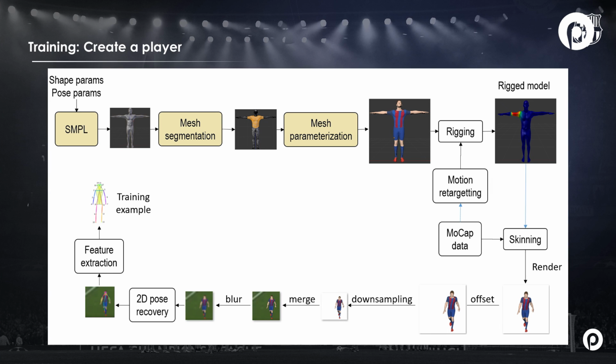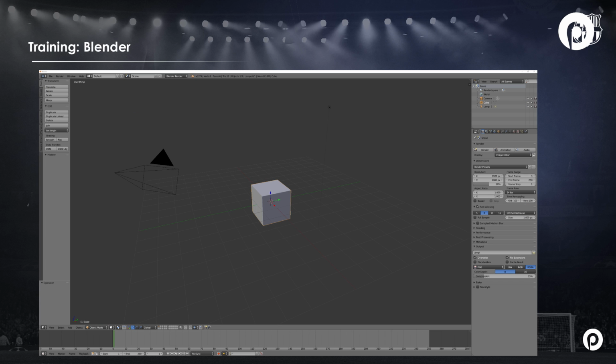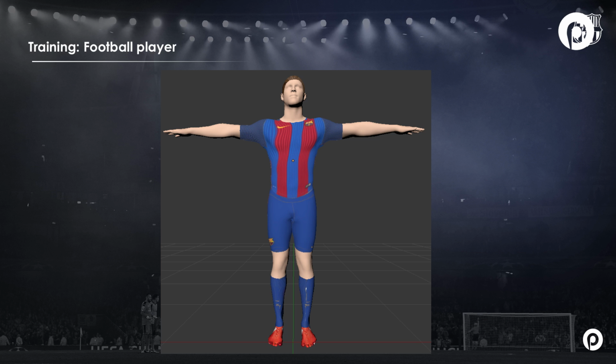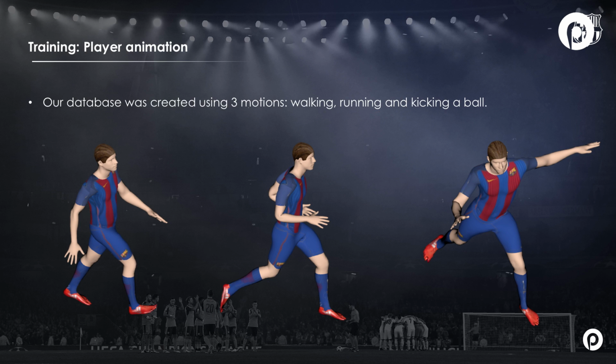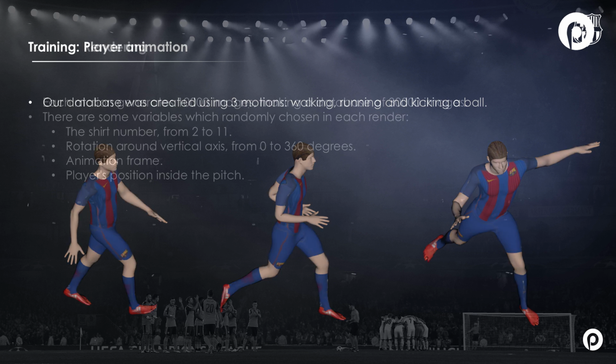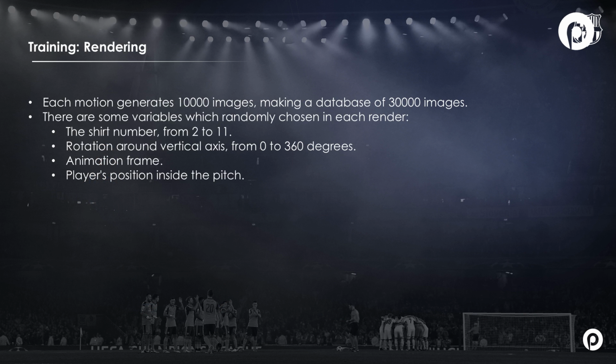The first part of the method was training a model. We had two ways: training from panoramic videos, but the data is very scarce. So we decided to create a synthetic model with Blender, which is a popular software. We created a player that looks like a football player from Football Club Barcelona. But this player was static, so we also had to animate it with Blender. We used three motions: walking, running, and kicking the ball.